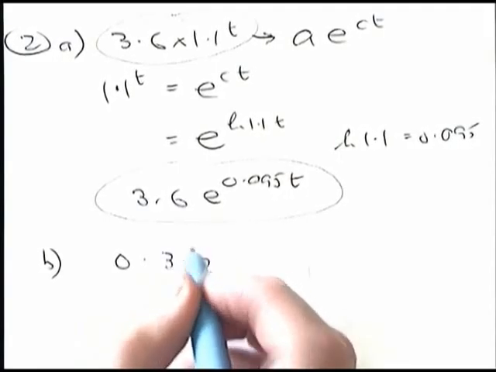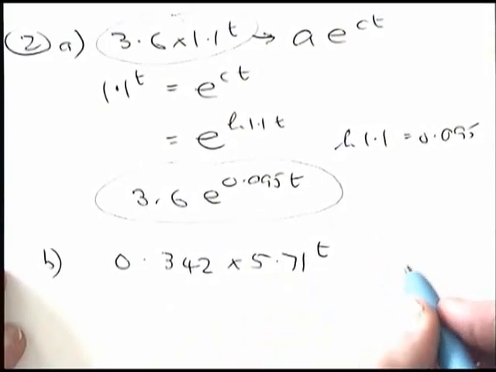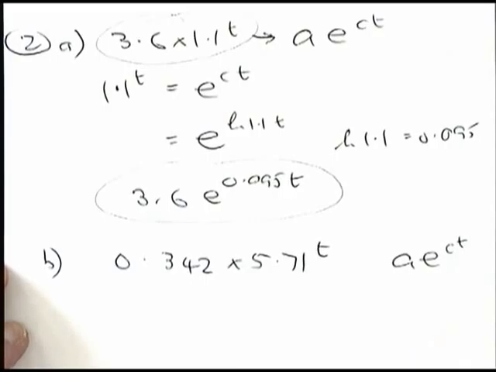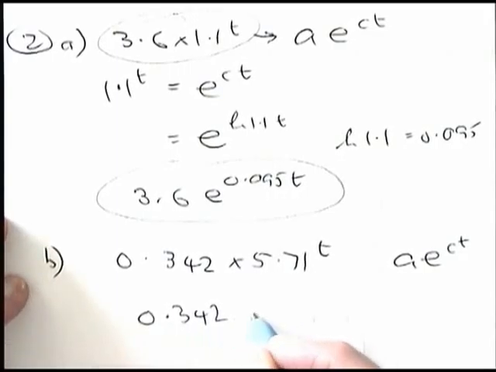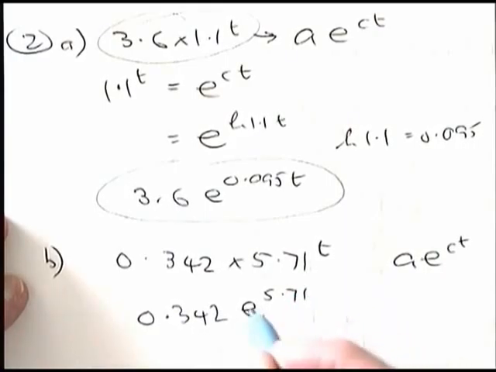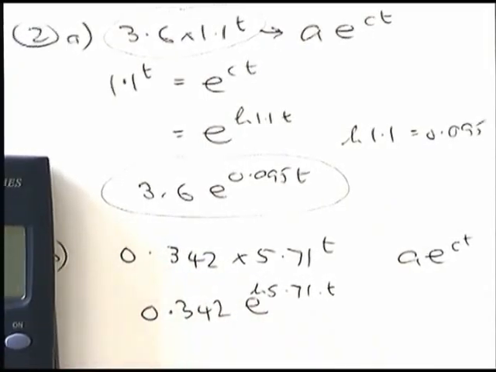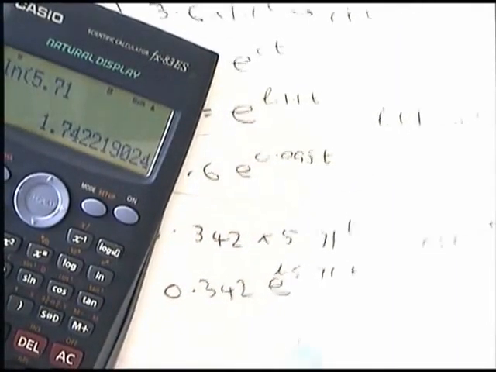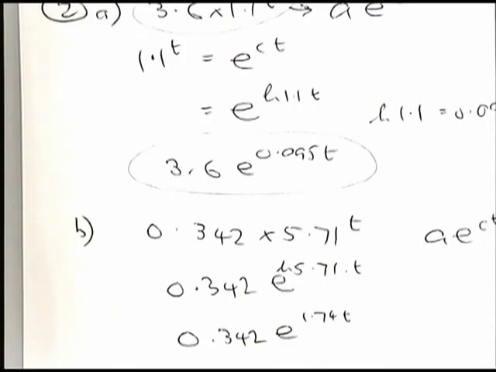So if I go to part B, when they're asking us to rewrite 0.342 times by 5.71 to the t in the form a e to the ct, we can do this fairly quickly. The a will be 0.342, and here I have e to the log of 5.71 times by t. If I log 5.71 on the calculator, that's giving me 1.74, so I get 0.342 e to the 1.74t, and that's how I do part B of question 2.